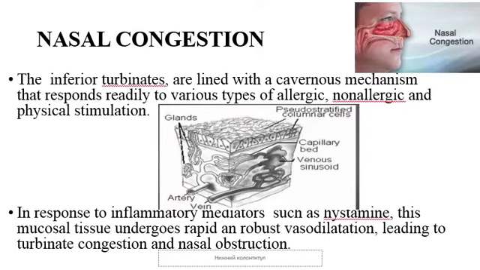How does the nasal congestion happen? The inferior turbinates are lined with a cavernous mechanism that responds readily to various types of allergic, non-allergic, and physical stimulation. In response to inflammatory mediators such as the histamine, this mucosal tissue undergoes rapid and robust vasodilatation, leading to turbinate congestion and nasal obstruction.